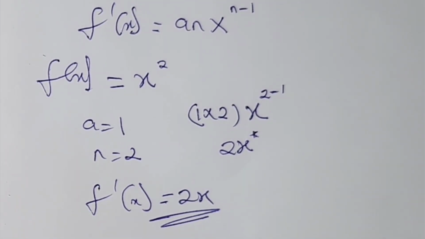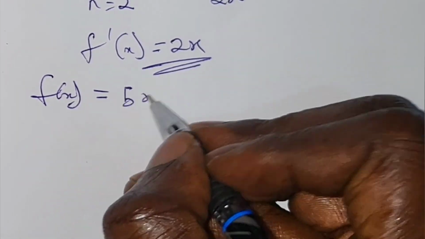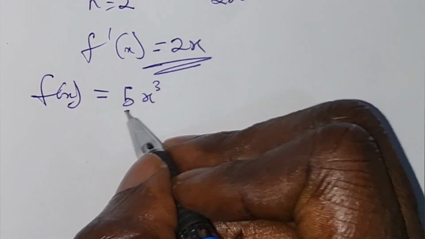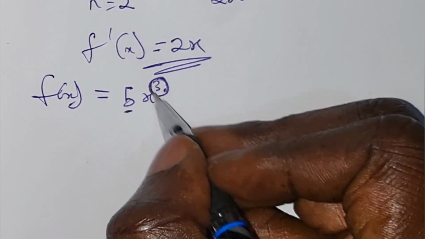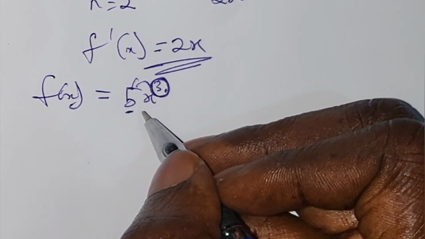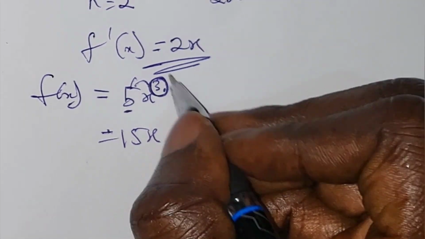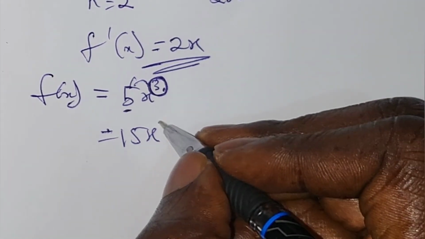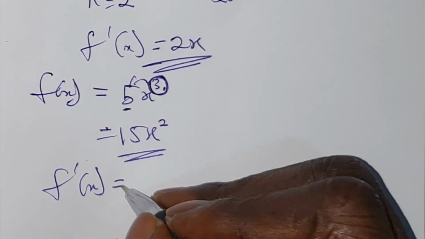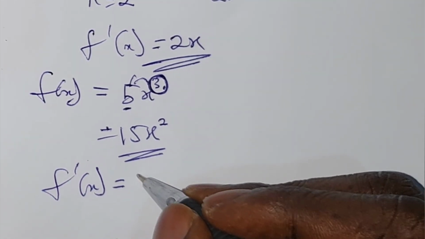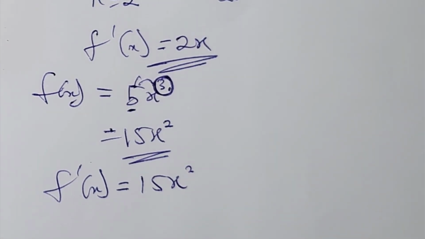Now let's take another example. Let's say you have f of x equal to 5x cubed. We know that 5 is going to be our a, and 3 is going to be our n. We multiply the n by the a, and we get 15. So that will be 15x. Then we reduce the power by 1, so 3 minus 1 gives us 2. So f prime of x, or the differential of the function, is going to be 15x squared. Basically, that's what we are doing.